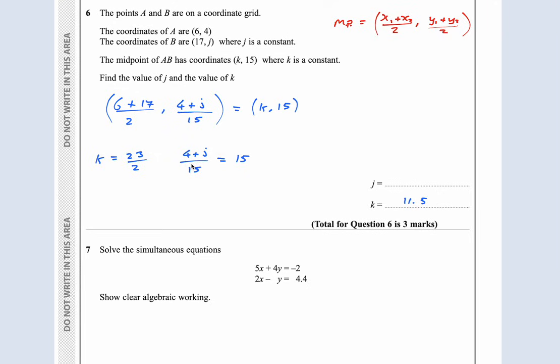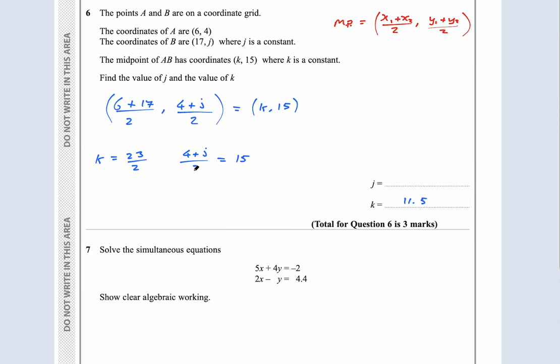So now I can multiply across. Sorry guys, I just feel I've done something. I've just made a mistake. Sorry, why did I do over 15? That was silly. It's over 2. Guys, obviously that was a typo.